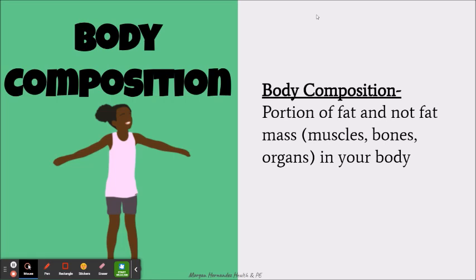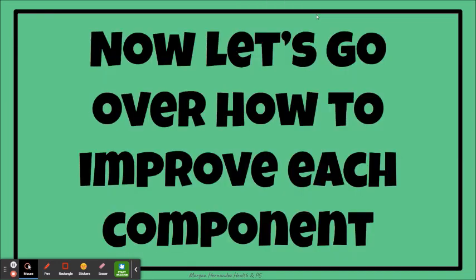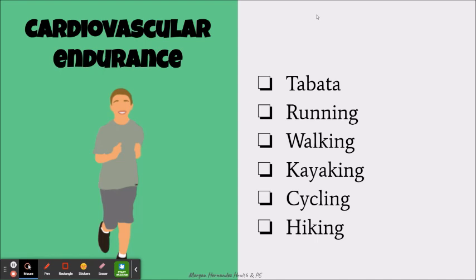Now, this component requires you to learn more about your body and also to eat healthy. Now, let's go over how to improve each of the components of physical fitness. Let's start off with cardiovascular endurance. Here are some exercises and physical activities that you can do to improve your cardiovascular endurance: Tabata, running, walking, kayaking, cycling, and hiking. Now, Tabata is a very short, intense workout that's going to increase your heart rate really fast.